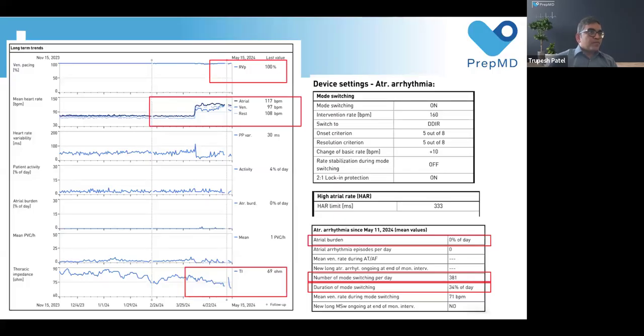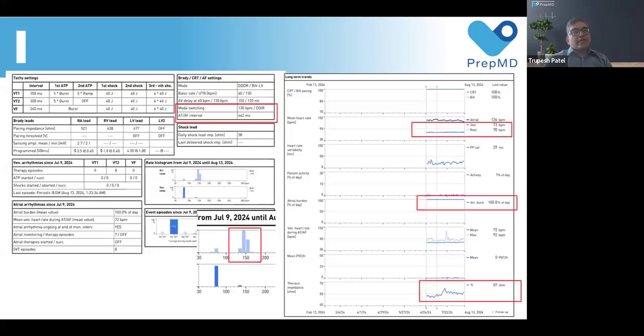Another thing, if you look at the thoracic impedance trend, right around the same time period it started to go down, suggesting that the patient might not be getting optimal cardiac output, and it might be affecting the patient's cardiac status. Next slide, please.